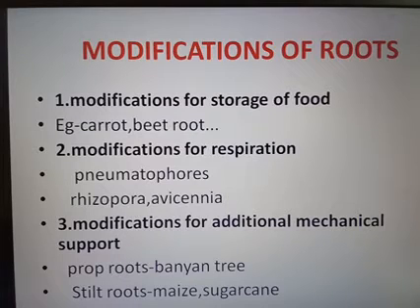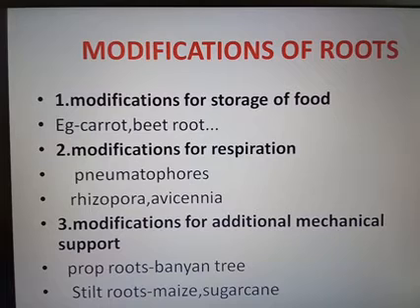Gaseous exchange takes place through the pores. The pores are called pneumatophores. Avicennia and Rhizophora are examples for this group. Next is modification for additional mechanical support. There are two types: prop roots and stilt roots.